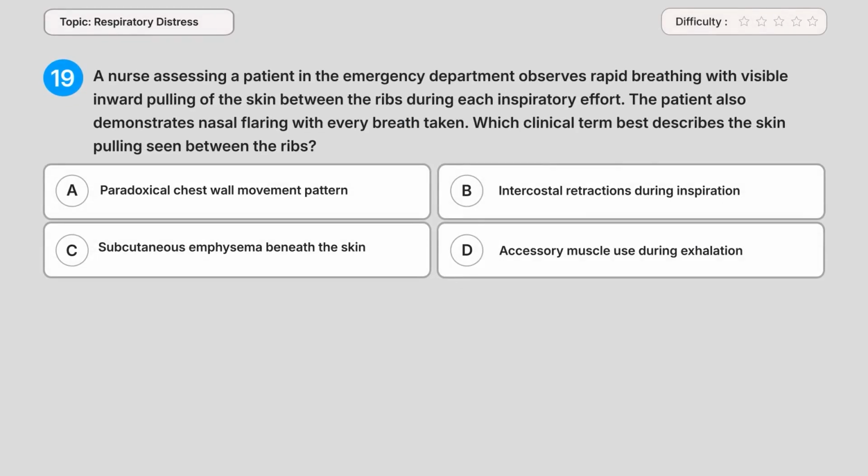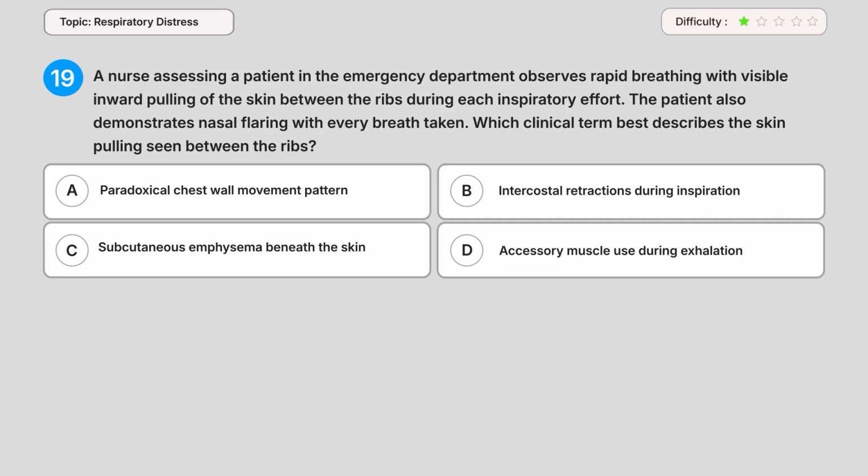19. A nurse assessing a patient in the emergency department observes rapid breathing with visible inward pulling of the skin between the ribs during each inspiratory effort. The patient also demonstrates nasal flaring with every breath taken. Which clinical term best describes the skin pulling seen between the ribs?